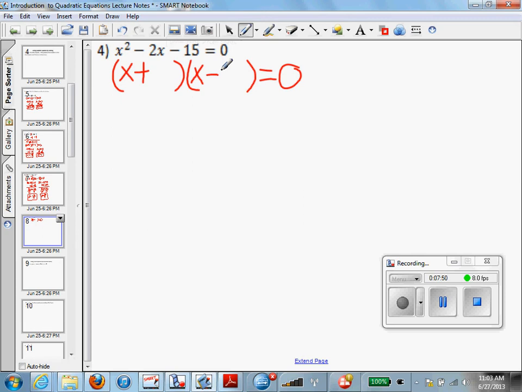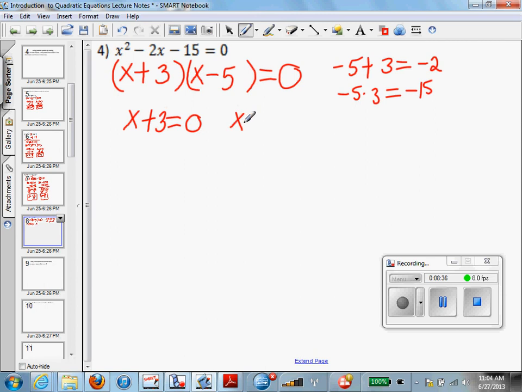Now we have to think of things that multiply to give us 15, that when we combine them through adding or subtracting gives us 2. 5 and 3 would give us 15, and if we were to subtract 5 and 3, that would give us 2. And the sign of b is negative, so we have negative 2. So that means the greater of the two would have to be negative. So if we had a negative 5 plus 3, that would give us a negative 2. And if we had a negative 5 times 3, that would give us a negative 15. That meets the qualifications that we need. So let's put a 5 in where the negative is. Let's put a 3 in for where the positive is. And let's take our two pieces, set them equal to 0, and solve for x in each case.